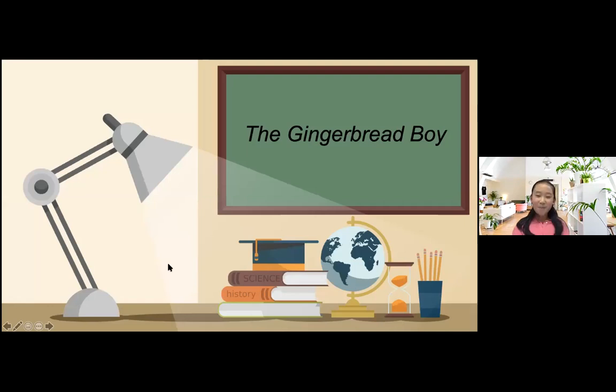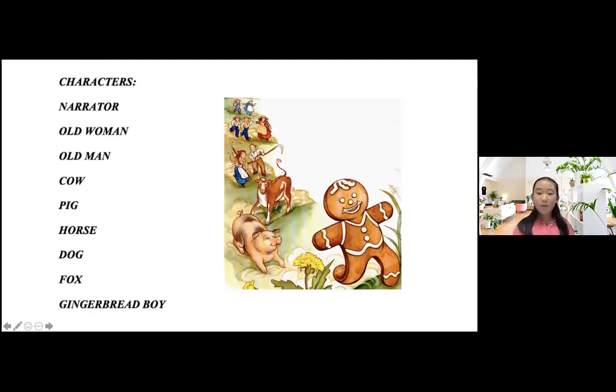Moving on, we will be doing the second play, which is The Gingerbread Boy. In this play, there's also a character list: the narrator, old woman, old man, cow, pig, horse, dog, fox, and gingerbread boy. For this one, the narrator is Richard, old woman is Irina, the pig is Matthew, the horse is Matthew, the dog is Emanuela, the fox is Angelina, and no one's the gingerbread boy right now. So, am I correct, everyone?